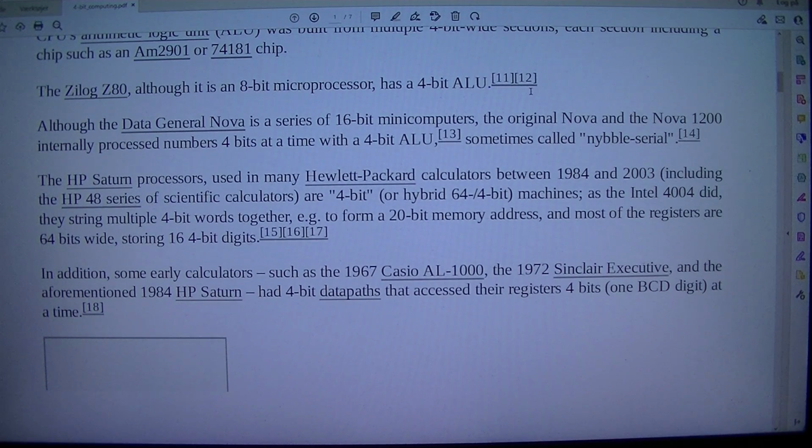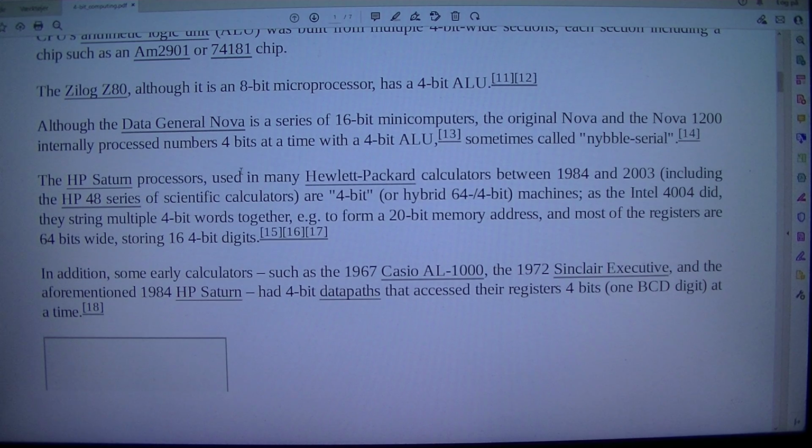11, 12. Although the Data General Nova is a series of 16-bit minicomputers, the original Nova and the Nova 1200 internally processed numbers 4 bits at a time with a 4-bit ALU. 13. Sometimes called nibble serial.